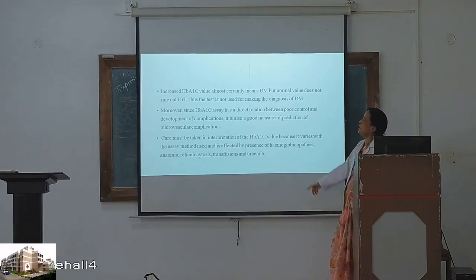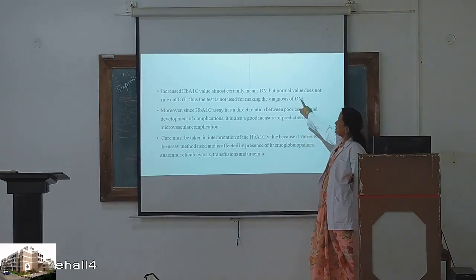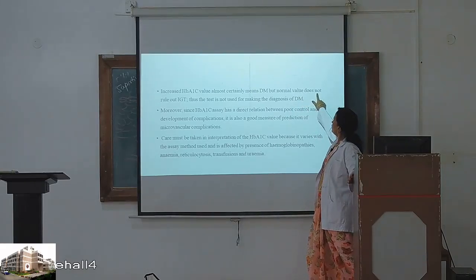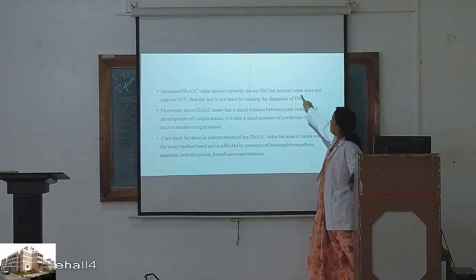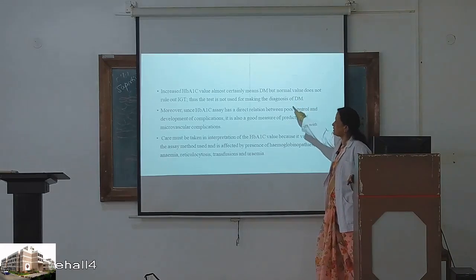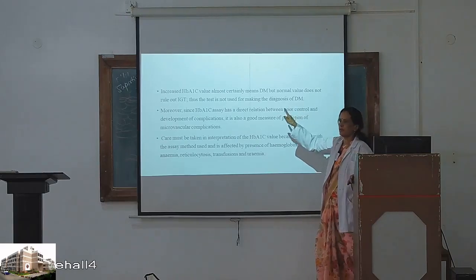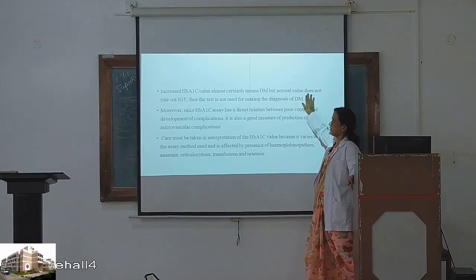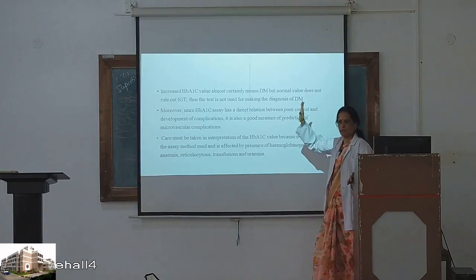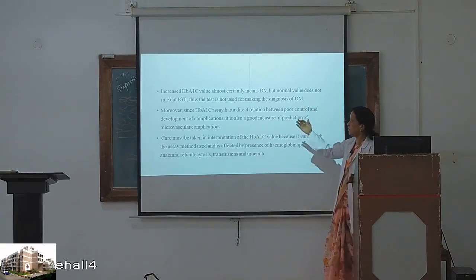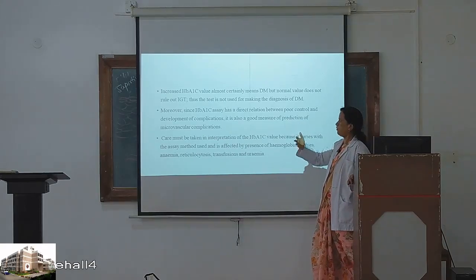So increased HbA1c means diabetes mellitus, but a normal value does not rule out IGT, that is impaired glucose tolerance. So if HbA1c is increased, yes, it's diabetes. And he has been having uncontrolled glucose levels for the past 3-4 months.